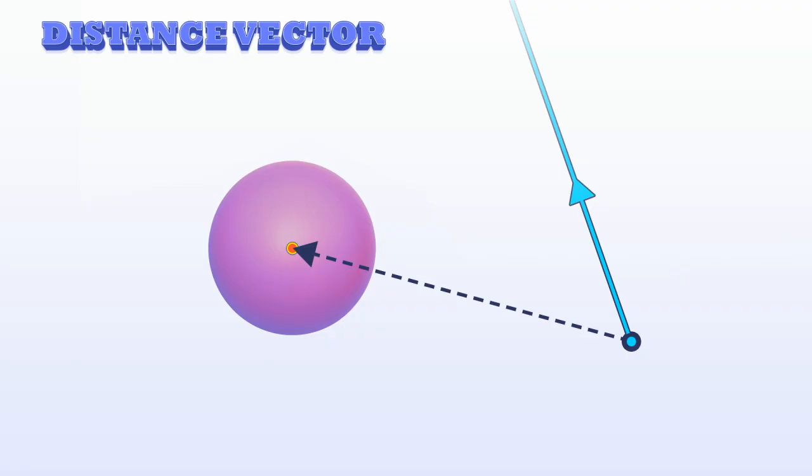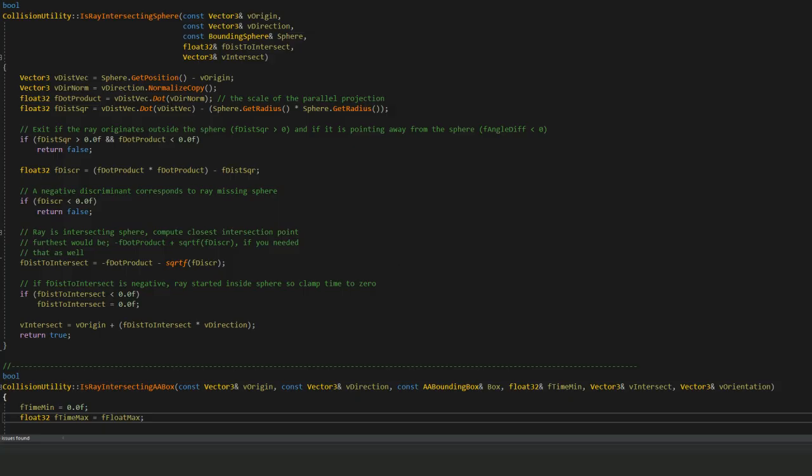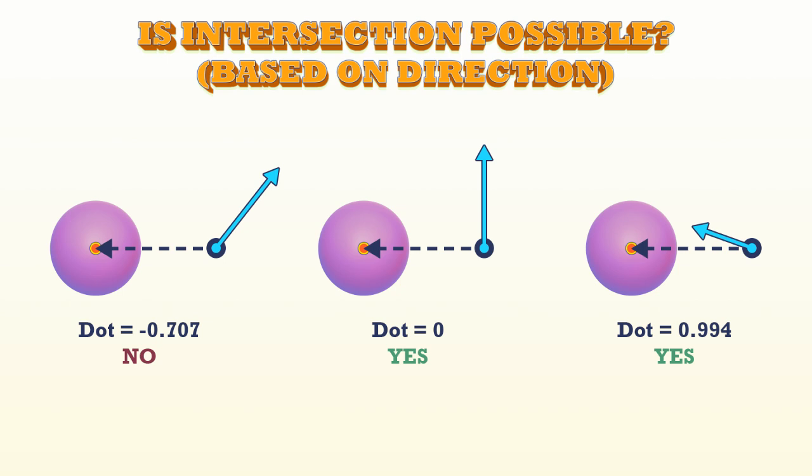The distance vector stores the distance between the origin of the ray and the position of the sphere. The direction normal creates a normalized version of the direction, which means its magnitude is 1 unit in length. We perform a dot product between the distance vector and the ray direction vector to ascertain whether intersection is possible.